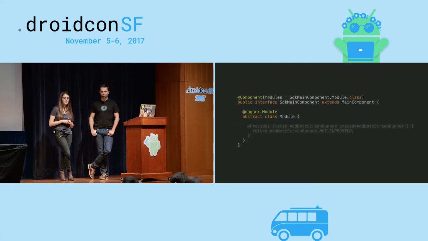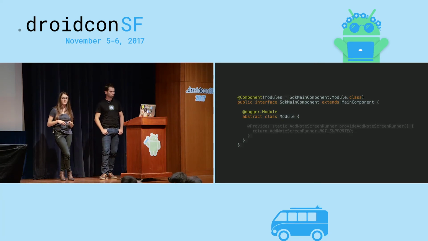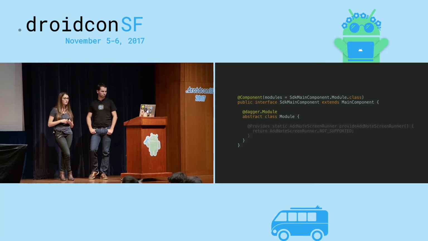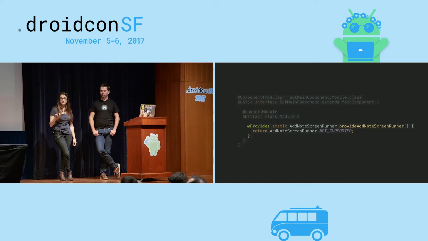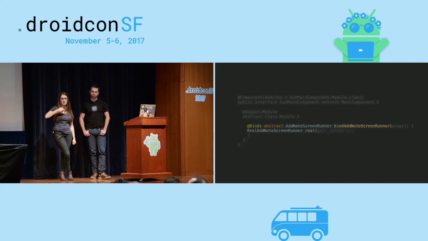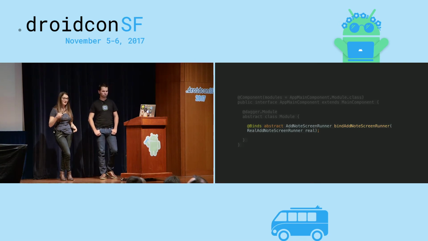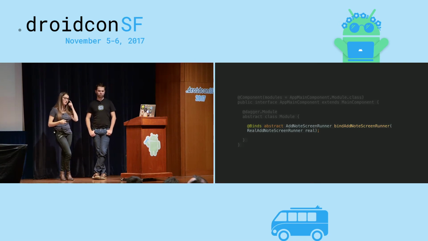Then in our app components, we start binding everything together. So here, this is a component for one of our apps. We call this the SDK app. This one doesn't want to ever go to the add note screen runner because we found that was dead code. So in our module, we're just going to provide it here. We're going to bind it to the not supported implementation. Then in our real app component module, the one where we actually want this feature, we want to add notes someday, we're going to bind it to the real add note screen runner. This way, all the code that's actually involved in running the add note screen can live in the feature without any dependency.